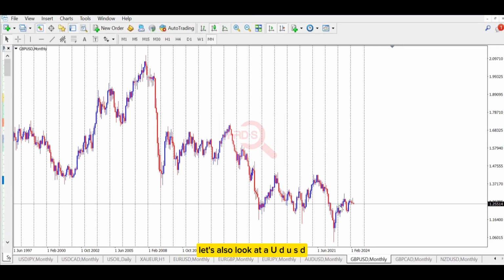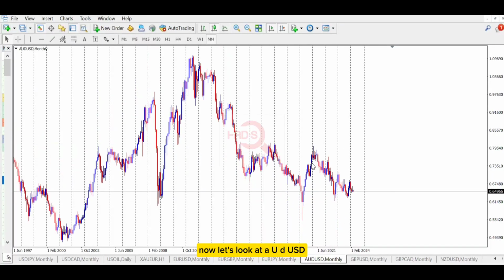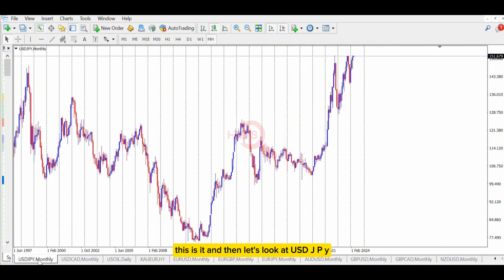Okay, so let's also look at the AUD USD correlation coefficient with other pairs. As you can see from the table, AUD USD has a relationship of 0.93 with Euro USD. We have already established that in the other table. Then AUD USD has a negative relationship with USD JPY. Now let's look at AUD USD, this is it. And then let's look at USD JPY. Can you see? They move in opposite directions.